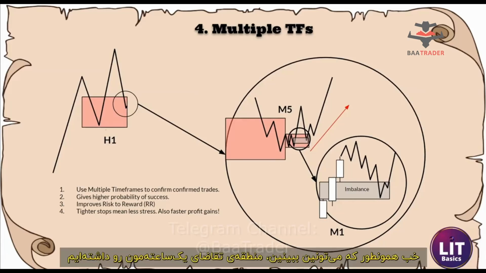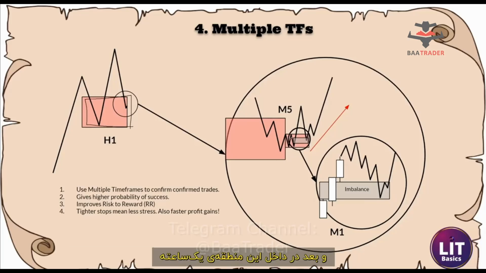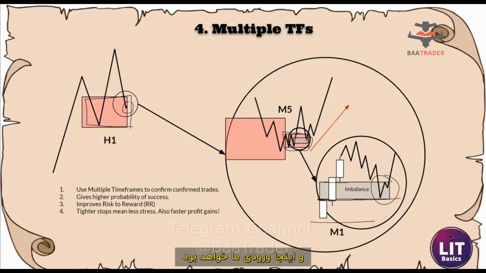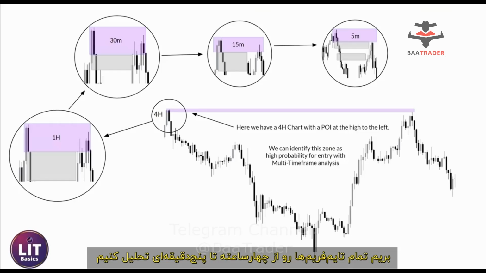So as you can see, we had our H1 demand zone, and then within that H1 zone, once we came into this, we created our M5 zone, and our M5 zone left this imbalance, and this would be where we would enter, something like this. So let's go on a full breakdown of H4 to M5.